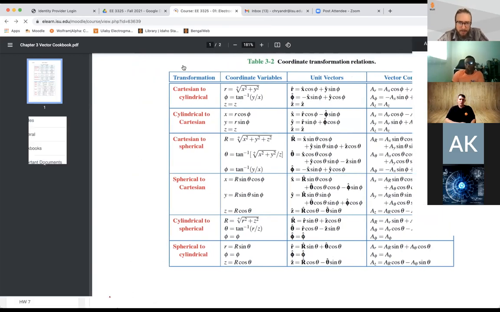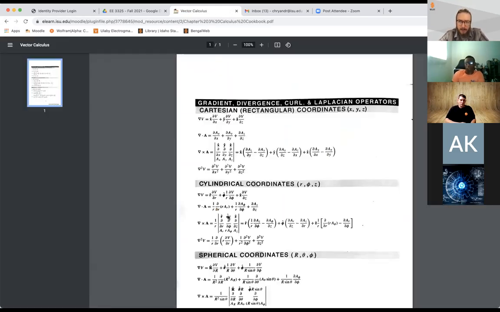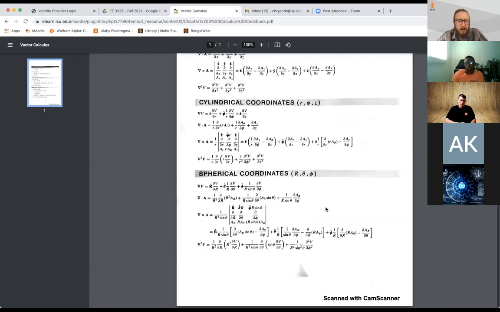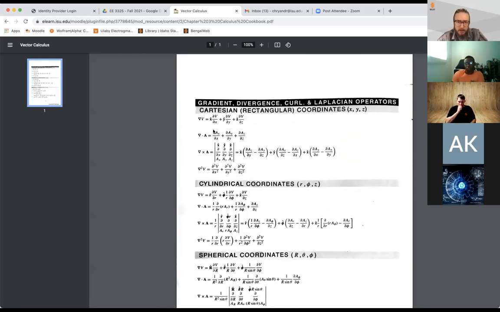And likewise, this calculus cookbook has a few very useful relationships as well, showing you how to take the cross product and the divergence and the gradient and the Laplacian in these different coordinate systems. So if you're on campus, take a moment, print these out. It will probably be useful to have them as a reference for you.